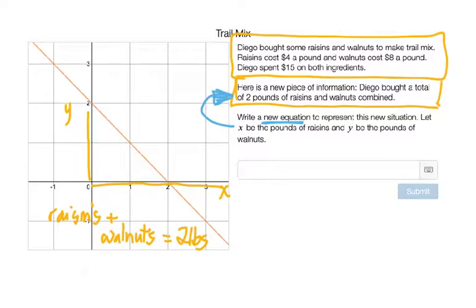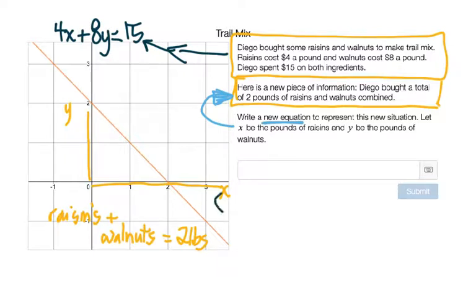So remember, up here, I just want to refresh your memory. Remember up here, our equation was 4x plus 8y, and that is equal to 15. That's what we did up here. So that's just a reminder. Right now, we've got a new piece, 2 pounds raisins and walnuts. Write a new equation. So we're supposed to let x be raisins.